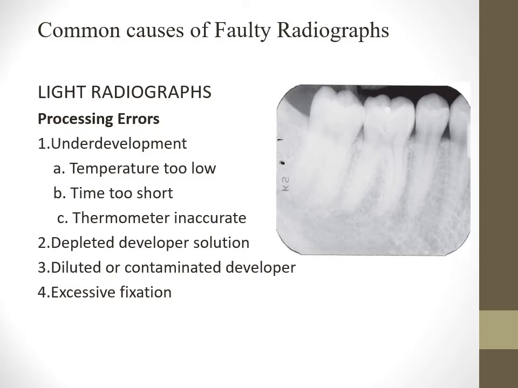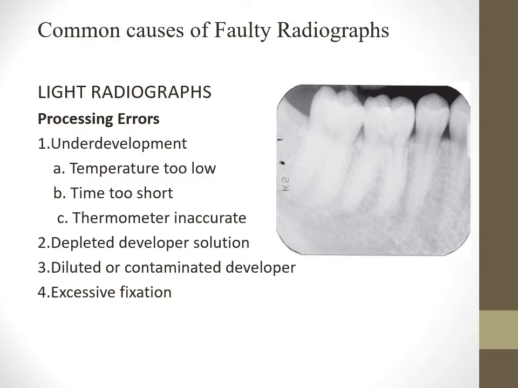Under processing errors, we have underdevelopment. That is, when the temperature is too low, during the cold climate, or the time is too short, when you keep the film for a very short time in the developing solution. Another cause is an inaccurate thermometer. In Western countries, we use a thermometer to know the temperature of the developing solution; in case the thermometer is inaccurate and not functioning properly, all these cause underdevelopment. These are the processing errors I am telling you about.